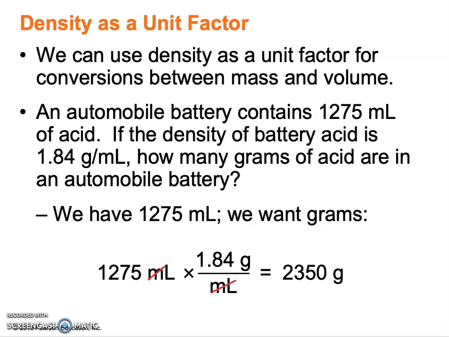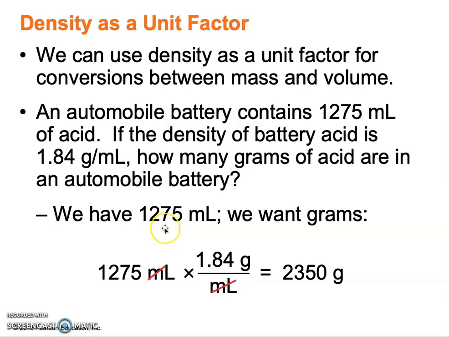Now, just like the percentage, density can be expressed as a unit factor. Then you can use it for conversion between the mass and the volume. For example, an automobile battery contains 1,275 milliliters of acid. If the density of the battery acid is 1.84 grams per ml, how many grams of acid are in an automobile battery?